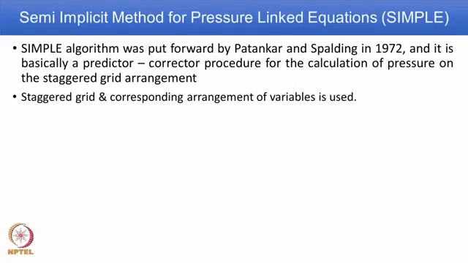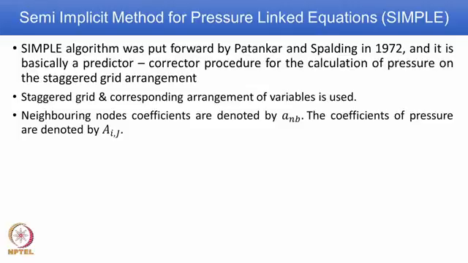Staggered grid and the corresponding arrangement of variables is used, and we explained just now through two slides the staggered arrangement of variables. Neighboring node coefficients are marked as a subscript nb, where nb stands for neighboring nodes, and pressure can be discretized. Now, we have the Navier-Stokes equation.